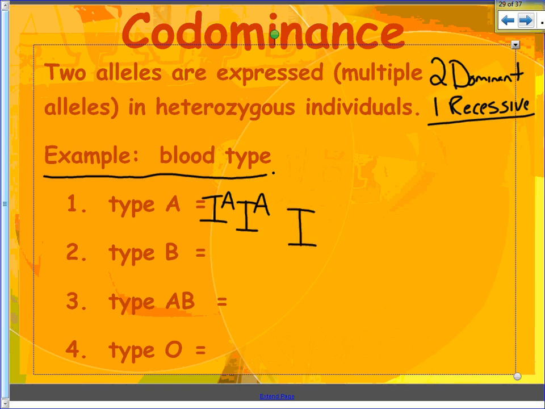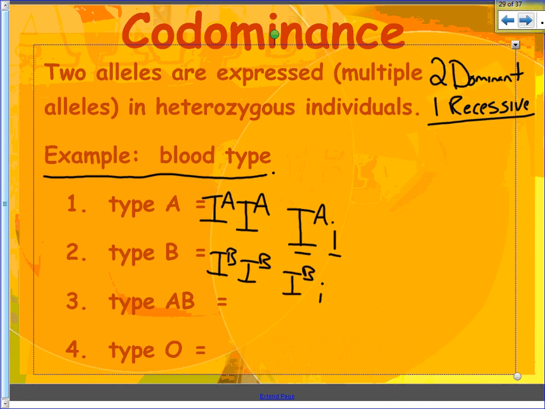The trait is I. So for type A blood, I can either be capital I, big A, capital I, big A, or I can be capital I, big A, little i. This is the recessive allele, and this is the dominant A allele. Now, if you're type B blood, you're pretty much going to be the same, except they'll be Bs.